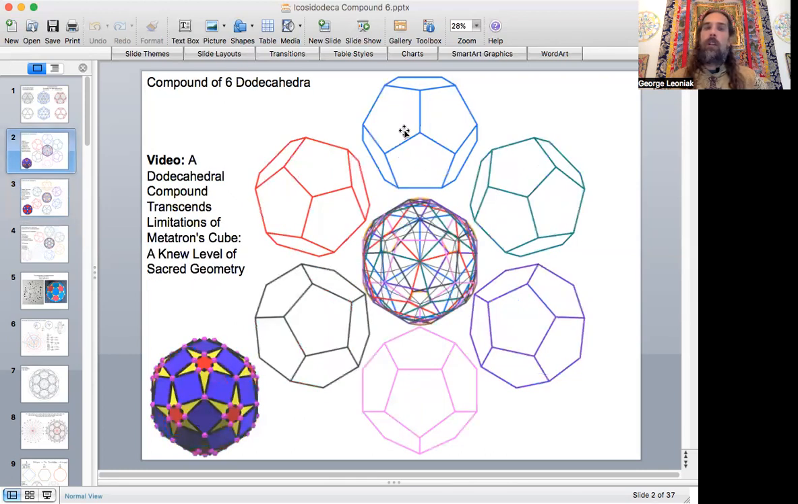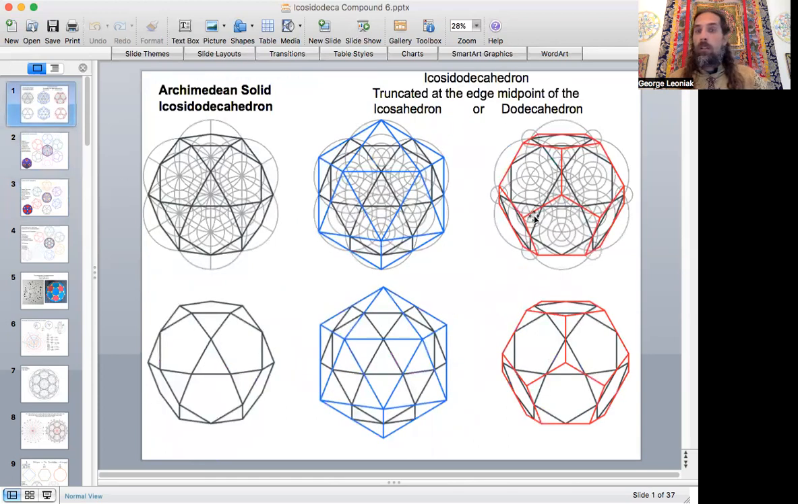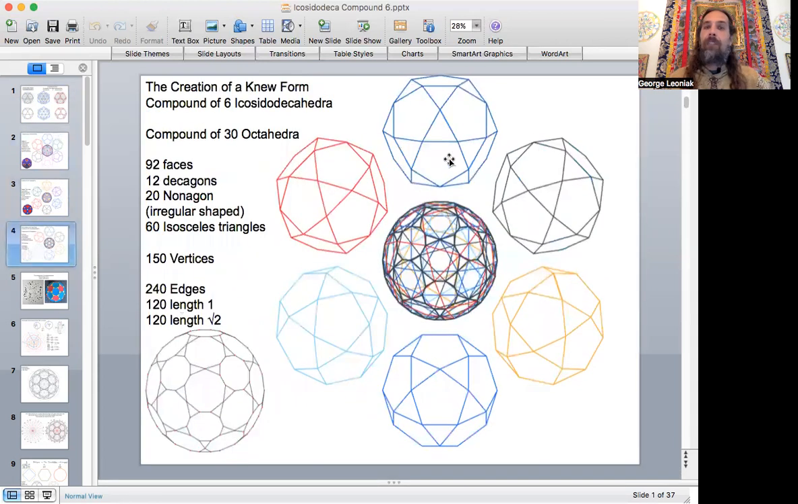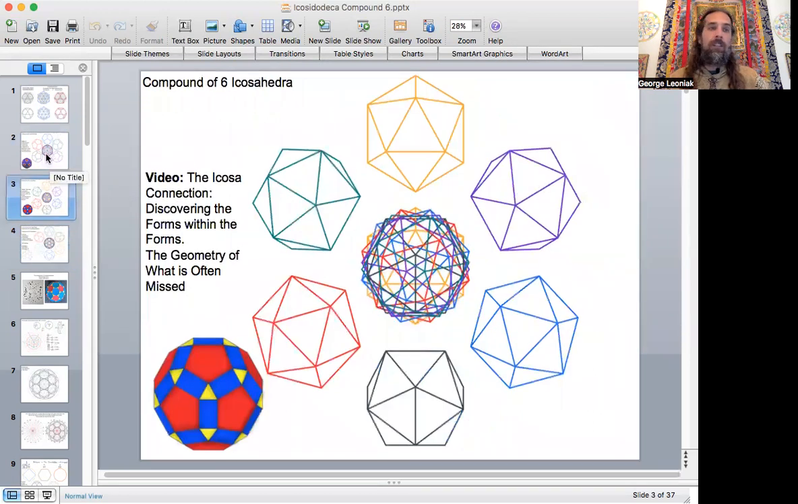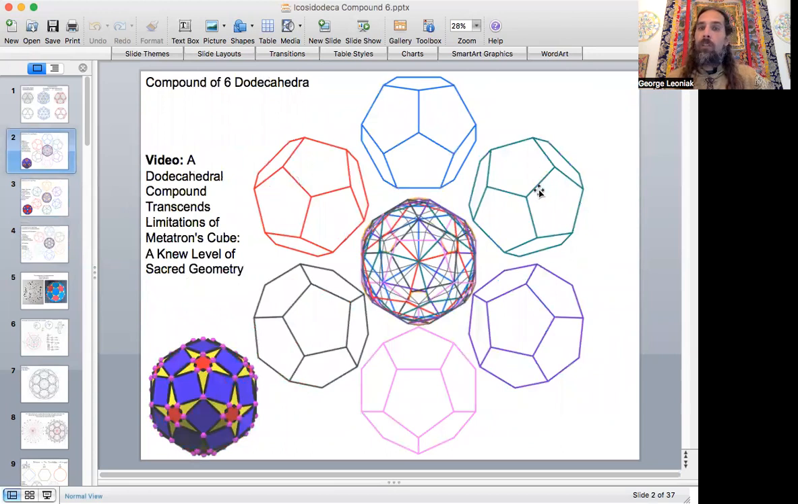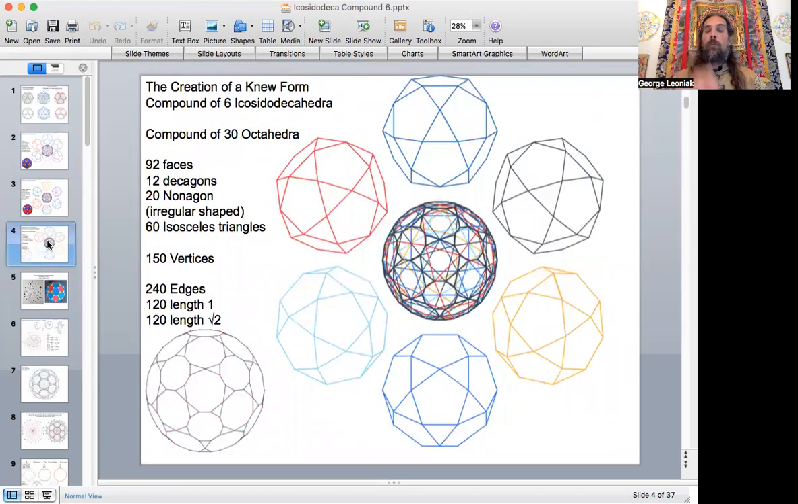Basically, I went around to the midpoint of each one, creating these little smaller pentagons. This is all hand-drawn. I had to do this all hand-drawn here to put together all these icosidodecahedra. Let's go back here to the dodecahedron version. I'm just truncating around, finding all the pentagon faces until finally I come up with this. So this is the 6 icosidodecahedron.